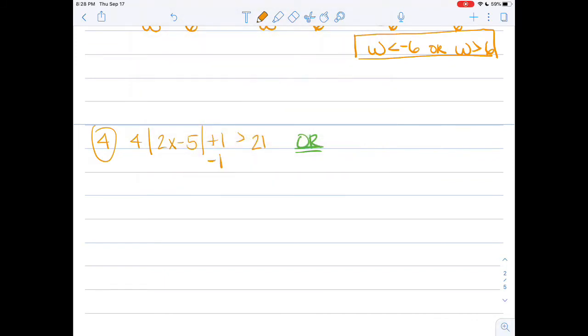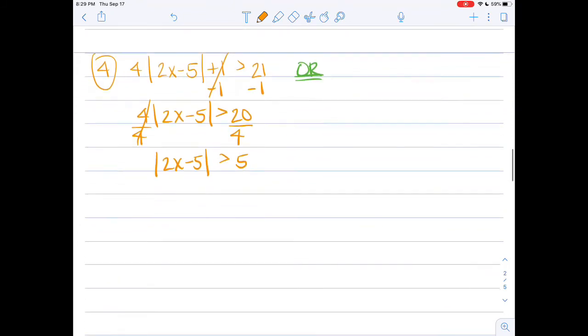So I'm going to subtract 1. Remember that whenever we are moving things, we always want to do adding and subtracting first, followed by any multiplying or dividing. So we'll be left with 4 times the absolute value of 2x minus 5 is greater than 20. Now I want to divide by 4 on both sides to get rid of this 4, and I'll have absolute value of 2x minus 5 is greater than 5.